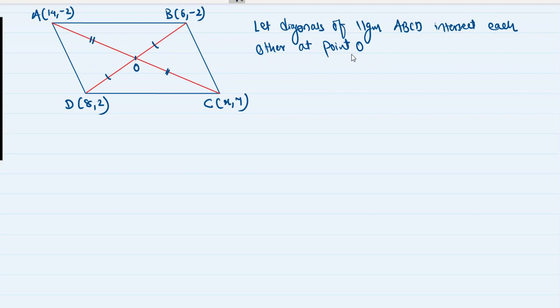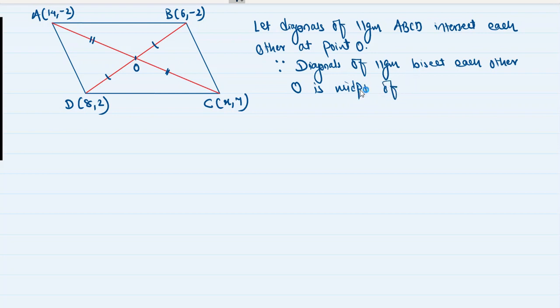Okay, since diagonals of parallelogram bisect each other, O is midpoint of, I have written it in short, you write it fully, O is midpoint of BD and AC. O is the midpoint of BD as well as AC.